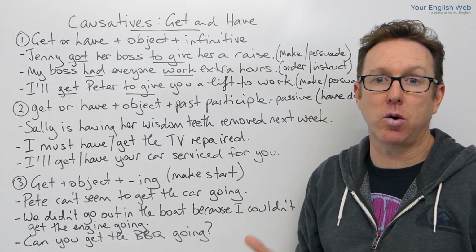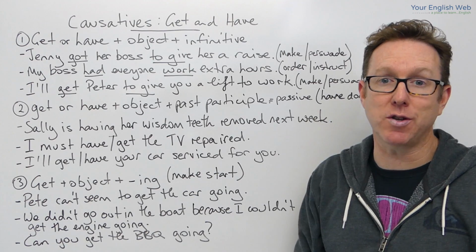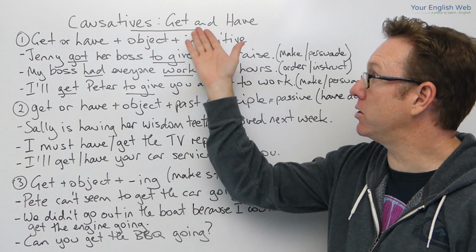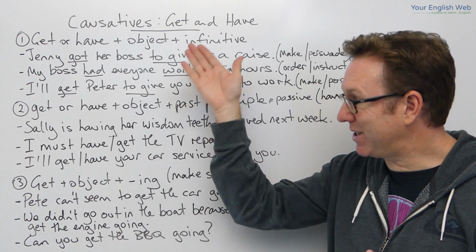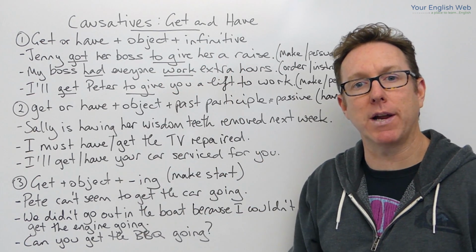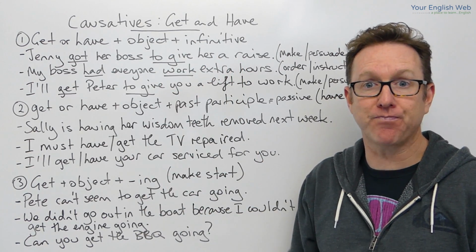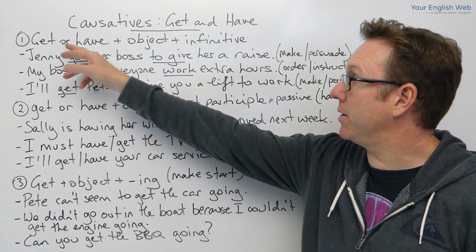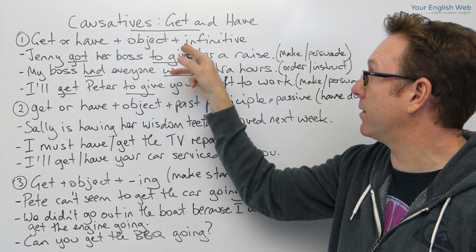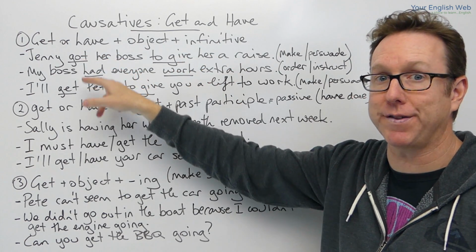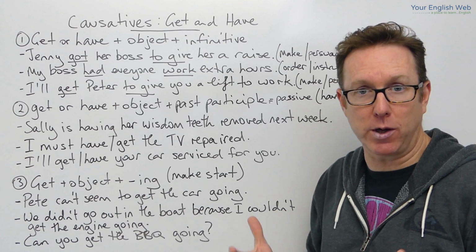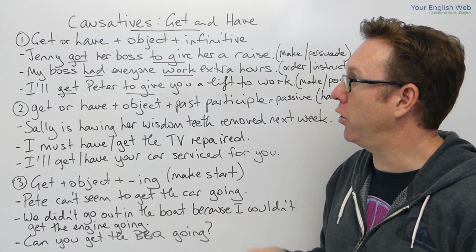Now, the reason they're called causatives is because they cause something to happen, these two verbs. And we'll see in the examples more or less how we use them to this effect, okay? Now, the first example is get or have plus object plus infinitive, and we'll have a look at the examples and we'll see how we use these two verbs.